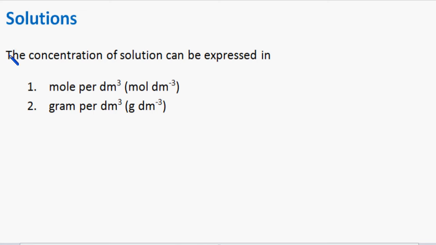Now, the concentration of a solution is usually expressed as mole per dm cube or gram per dm cube. What this is telling us is how many moles are present in 1000 cm cube of solution. So you need to know that 1 dm cube is equal to 1000 cm cube. This is important.